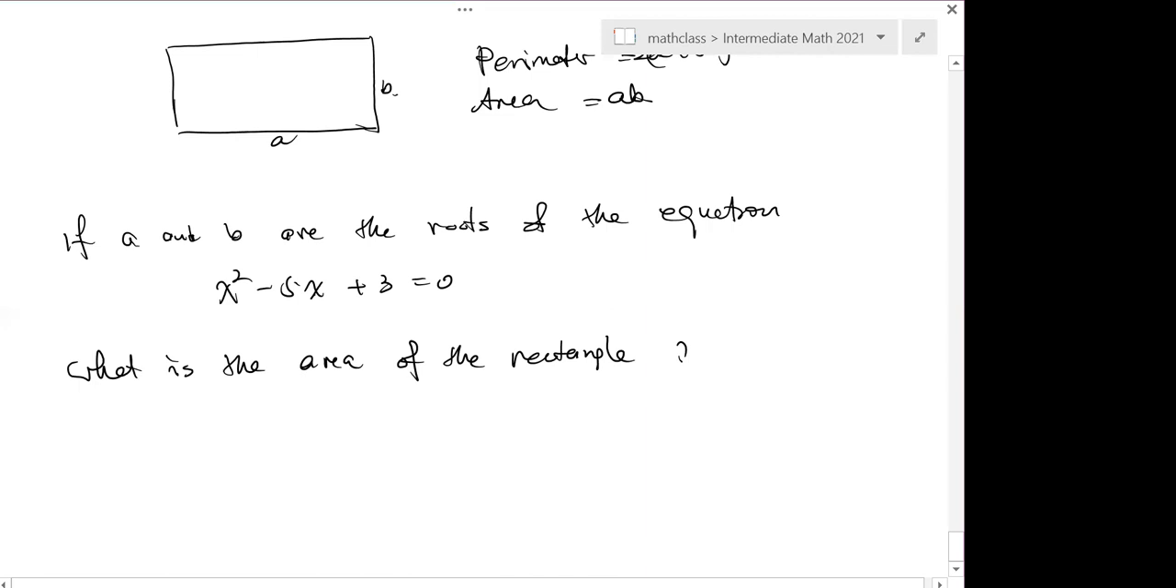What does that mean by roots of the equation? Yeah, the roots mean the solutions of the equation. If A is a root of the equation, it means that A squared minus 5A plus 3 equals 0 when you substitute A for x, so the equation holds. Root is just a different name for a solution.